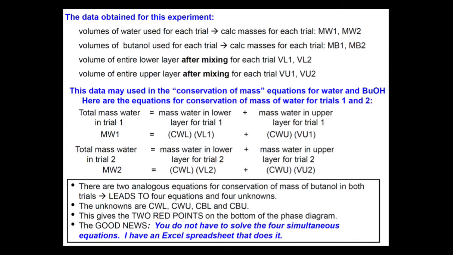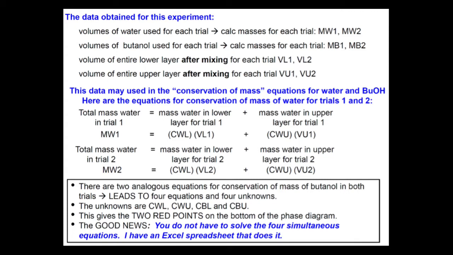And here's my absolutely favorite slide of all, showing you all the equations that are used to solve for these different concentrations. Well, not really, but I will go through this with you pretty quickly. So basically what's done is you take those volumes of water that were used for each trial, and you could convert them to masses, okay, using the density. And you could do the same for butanol.